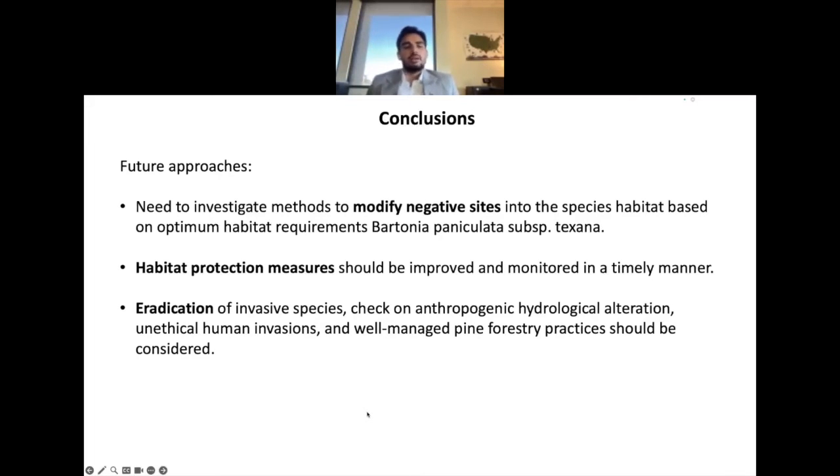And habitat protection measures should be improved and monitored in a timely manner. And lastly, the eradication of invasive species, checks on anthropogenic hydrological alteration and human invasions, and well-managed pine forestry practices should be considered.